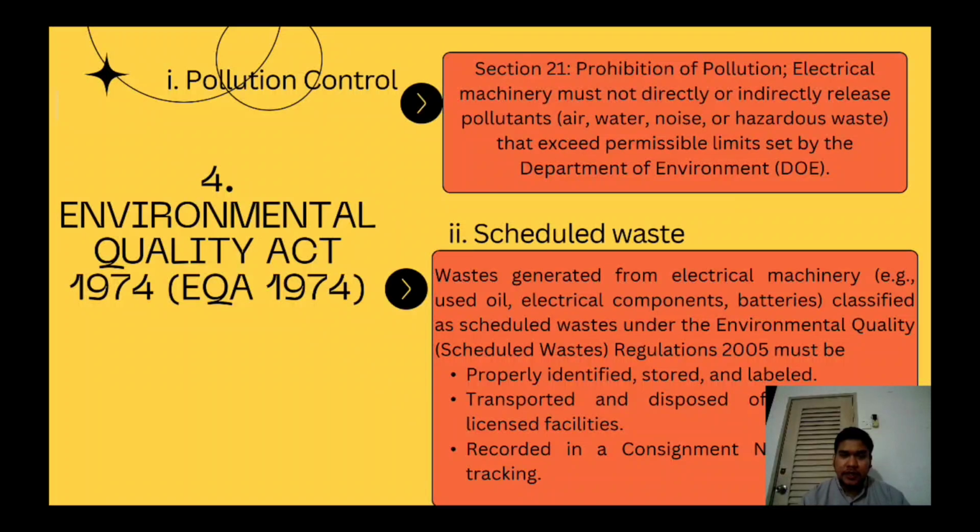Pollution control. Under the fourth legal compliance requirements, Section 21 says on prohibition of pollution, electrical machinery must not directly or indirectly release pollutants, which are air, water, noise, or hazardous waste, that exceed permissible limits set by the Department of Environment. There are also scheduled wastes generated from electrical machinery. Examples: used oil, electrical components, batteries, classified as scheduled wastes under the Environmental Quality Regulations 2005, and they must be properly identified, stored, labelled, transported and disposed of only through licensed facilities, and recorded in the consignment note system for tracking.